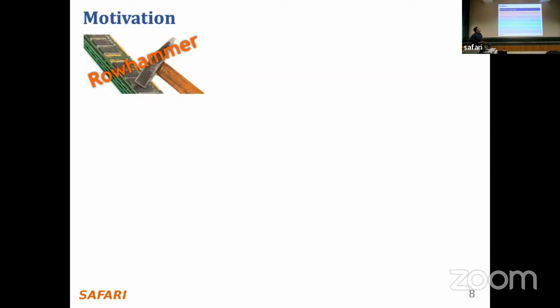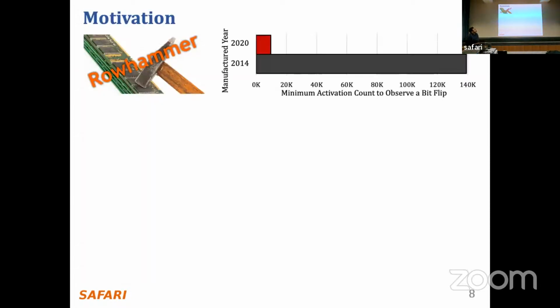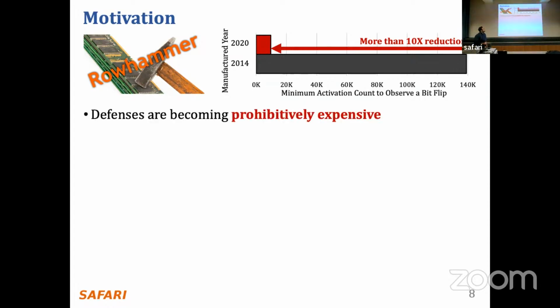Okay, this is the outline, and this is the motivation. This is RowHammer, and as we know, RowHammer is getting worse. If you look at the minimum activation count to observe a bit flip, it got reduced by more than an order of magnitude in less than a decade.